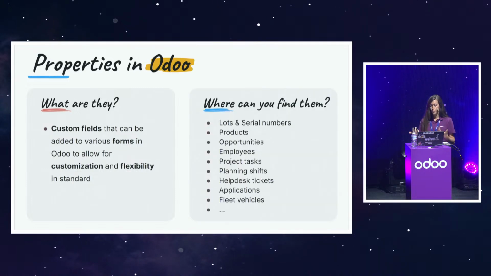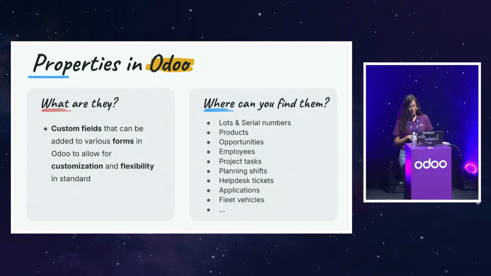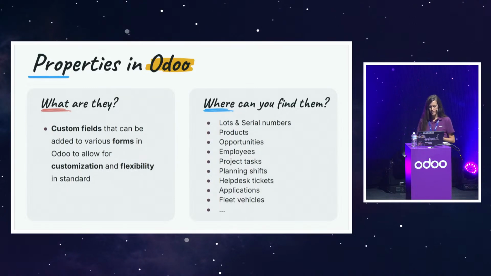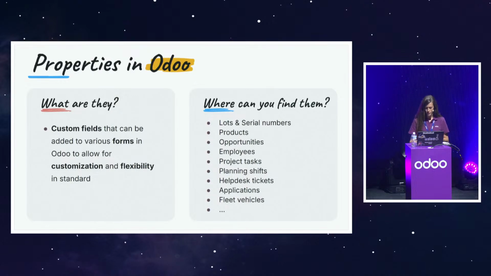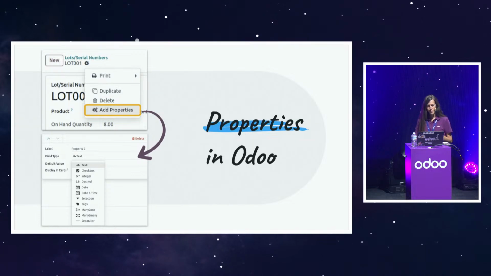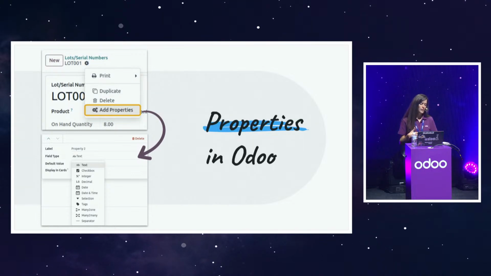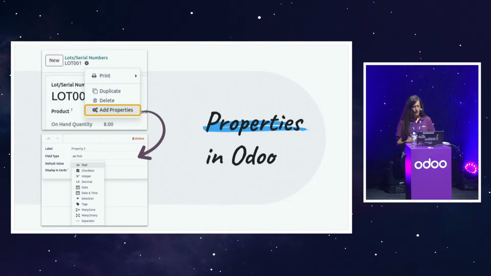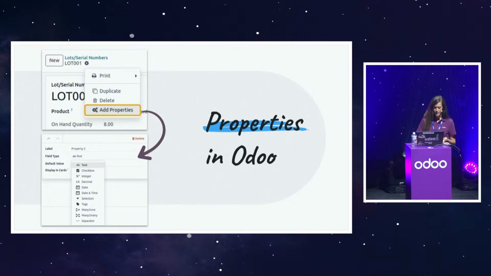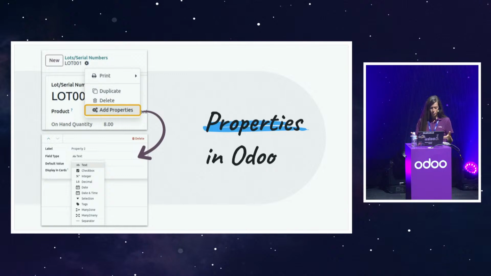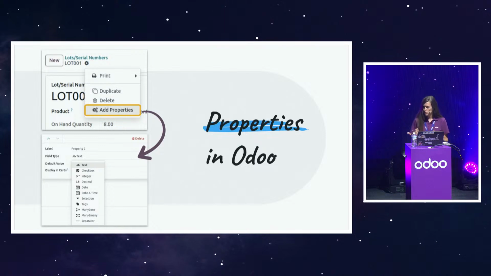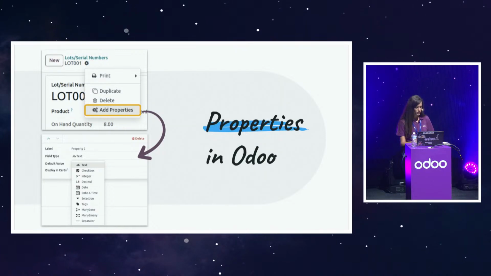You can find properties on lots and serial numbers, of course, which is the topic of today's talk, but also on products, opportunities, employees, project tasks, etc. I probably left out a few. To add properties to any of these forms, all you have to do is click on the little gear at the top left corner of the screen and then select the option Add Properties. And doing so will basically open a pop-up window in which you can label your new fields and select the field type from a wide range of options, going from a simple text field to a date and time or a selection, or even a many-to-one if you need to fetch information from another model.